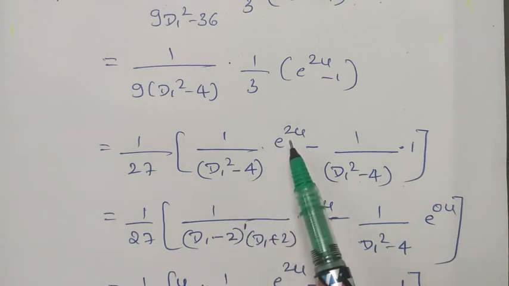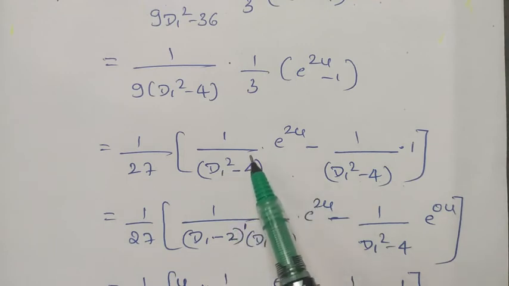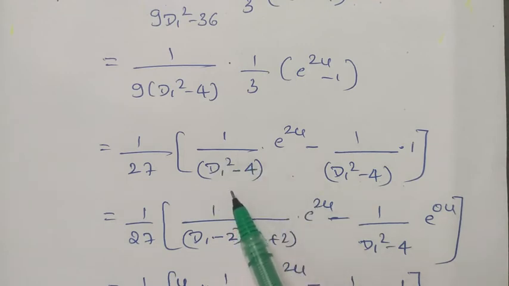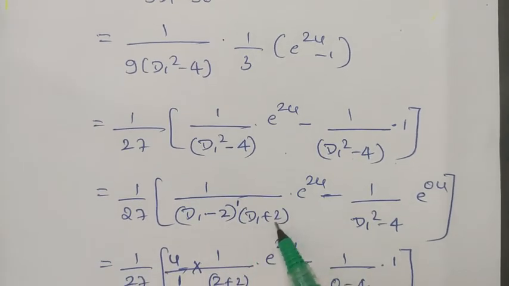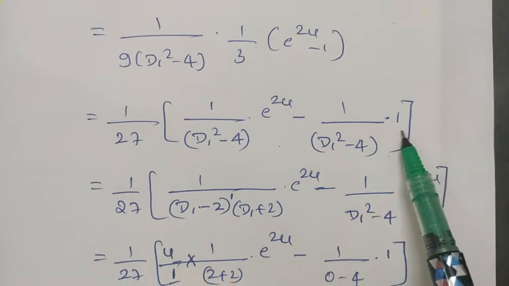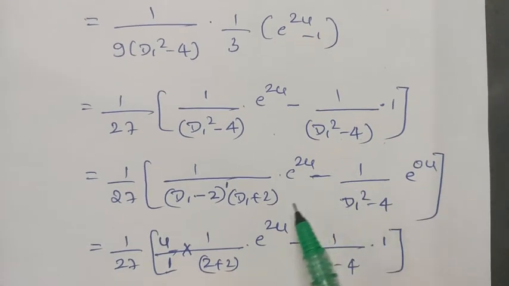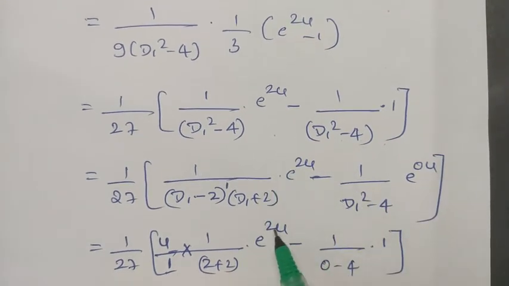So what happens if you put D equals 2, this denominator becomes 0. So in that case, you have to simplify this one. We can write this as D minus 2 into D plus 2, that is D1 minus 2, D1 plus 2, and here this 1 can be written as e raised to 0u. Now, you know the particular integral of e raised to ax divided by f of D has the factor D minus a raised to n. So we do u to the power of 1 divided by 1 factorial.